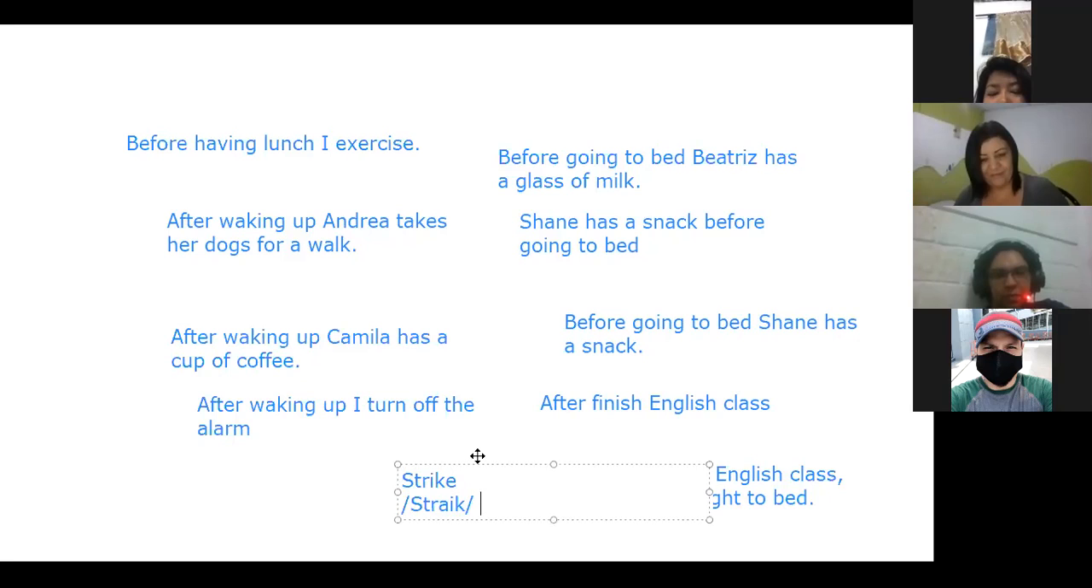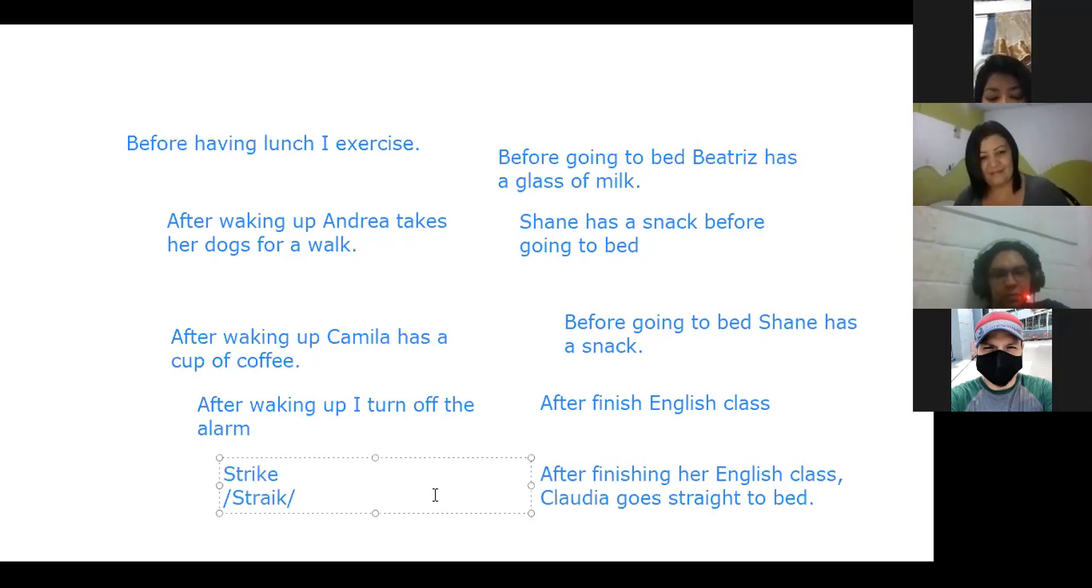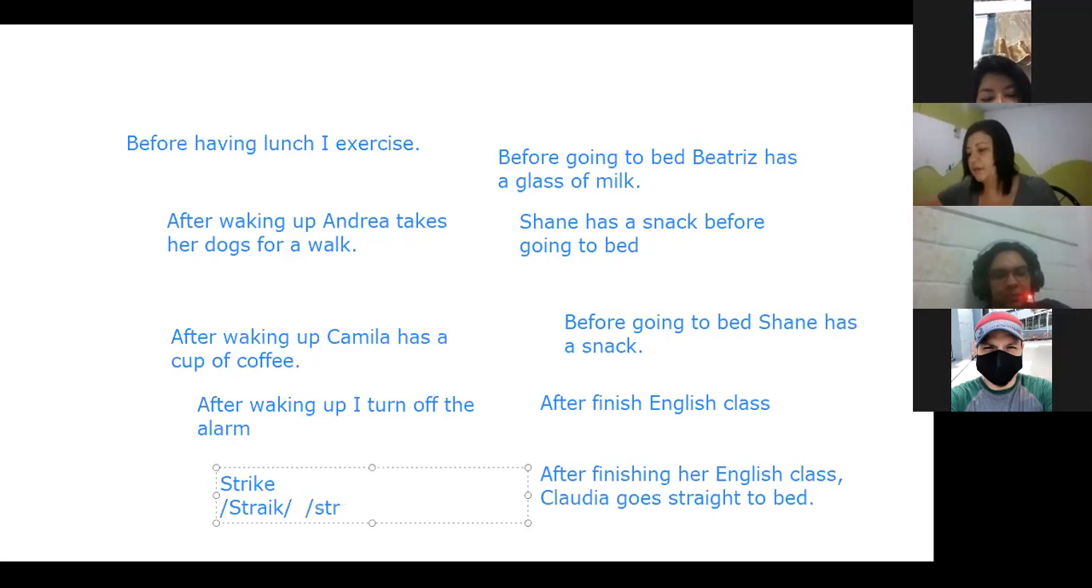So, strike. And el otro es straight. Straight. Es la vocal es A. Straight. Es diferente la vocal. But when you say straight to bed es directo a la cama. Ajá. Es en Spanish.